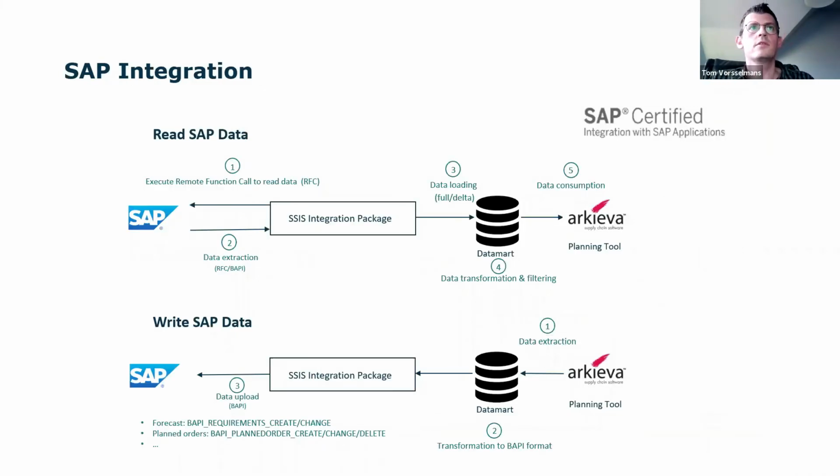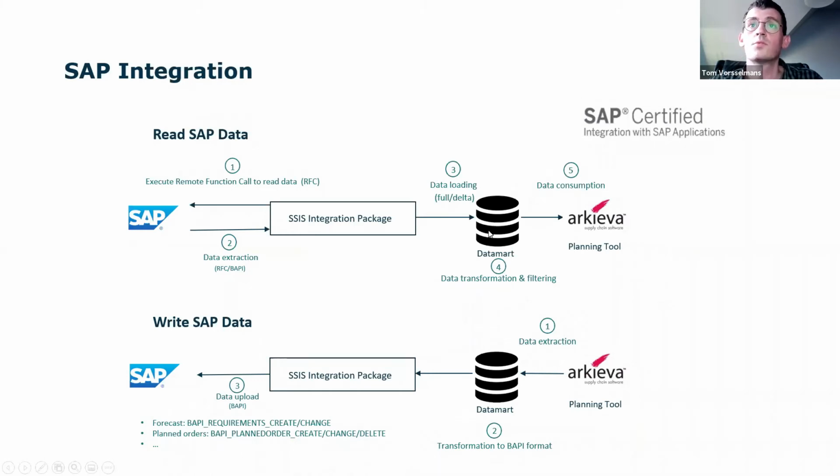So on a technical level, it works like this. Our tool generates SES packages, and we make use of the RFC protocol of SAP to extract the data. Our package does a call to a function module inside SAP to, for example, request data from a subtable. SAP returns the data in buckets, for example, of 10,000 rows, and then we load that into our ingest area.